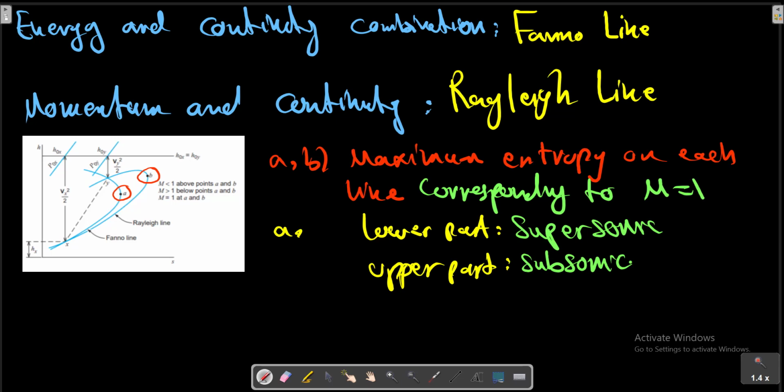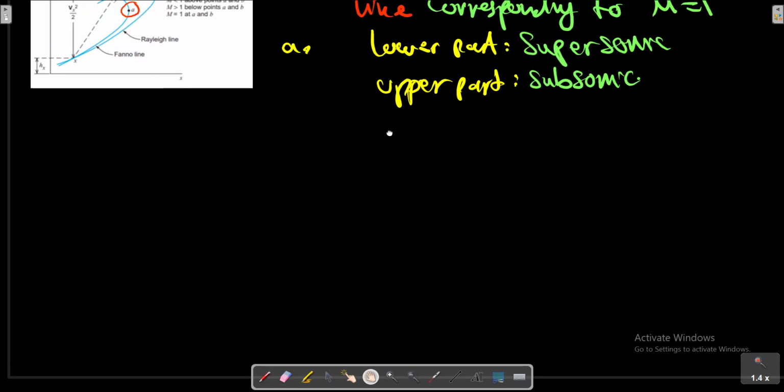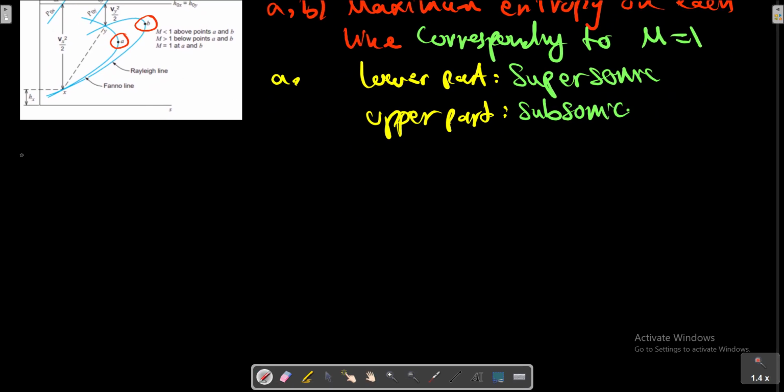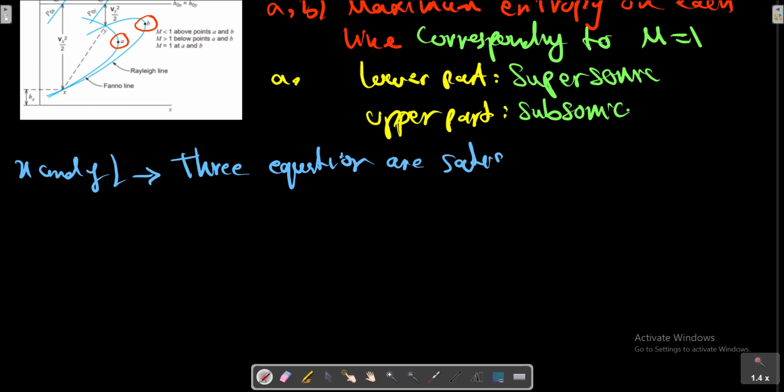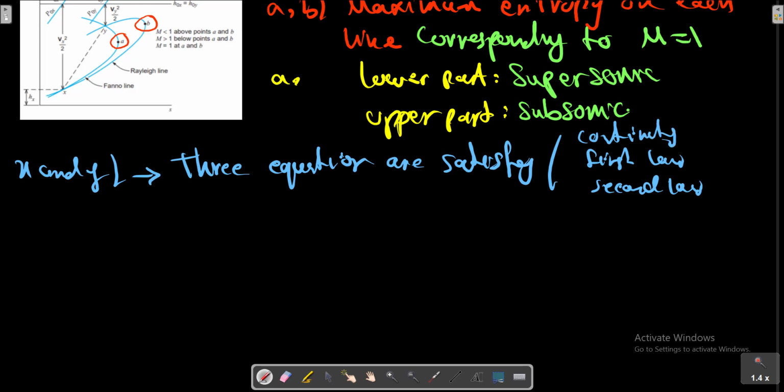The two points where all three equations, continuity, first law, and second law, are satisfied are points X and Y, as shown in this picture, with X being in the supersonic region and Y in the subsonic region.